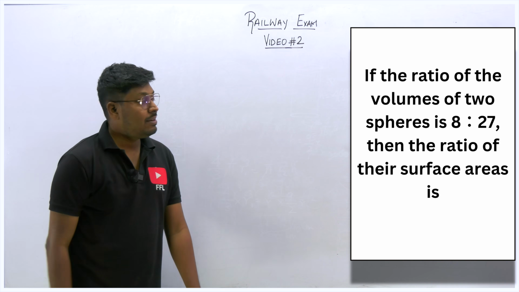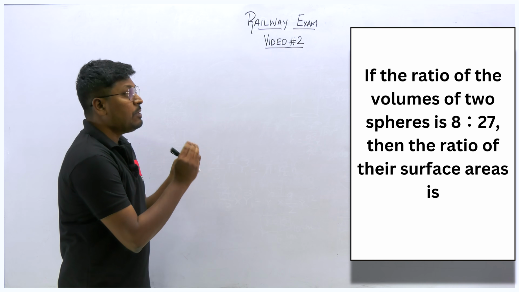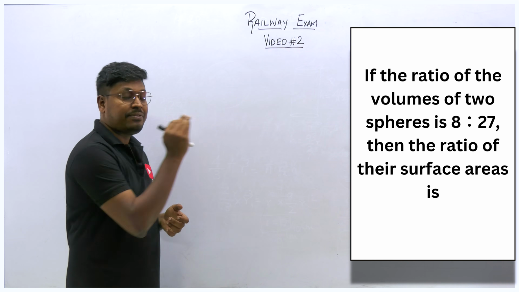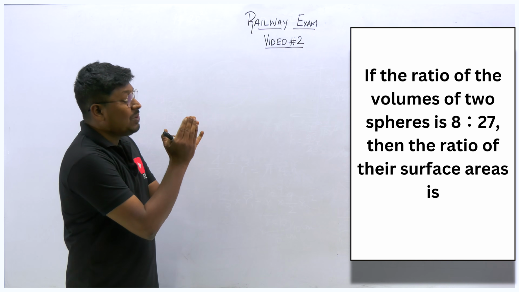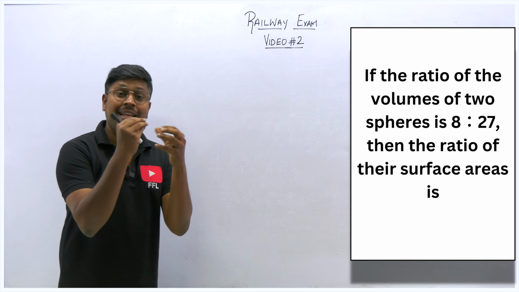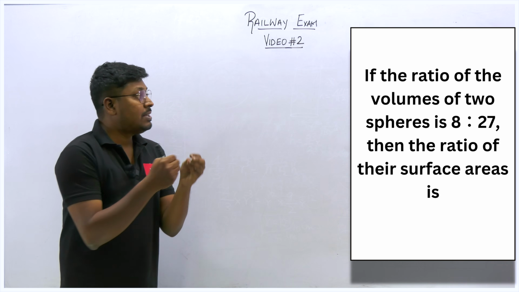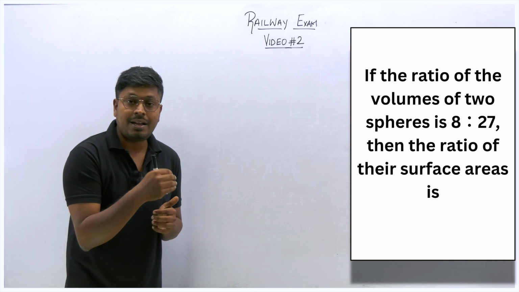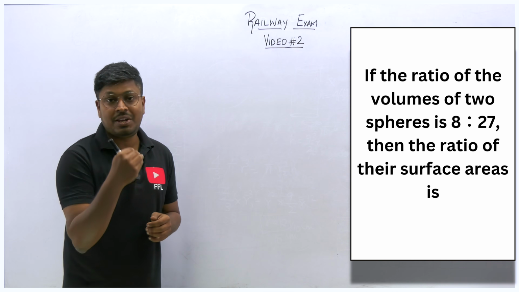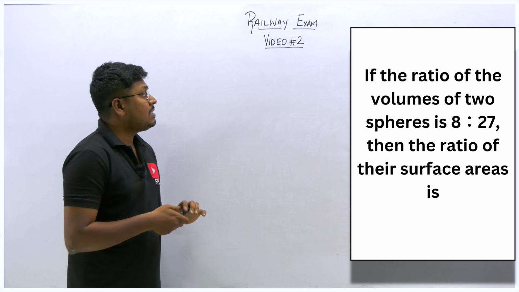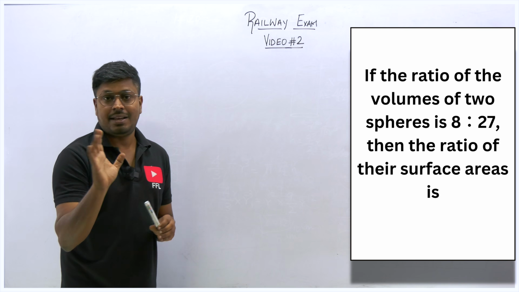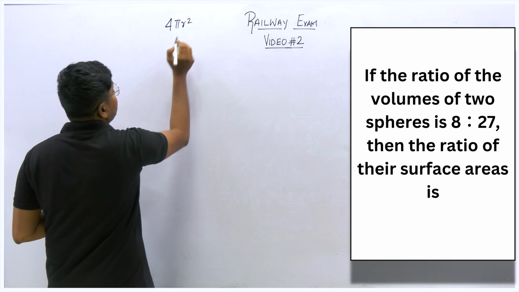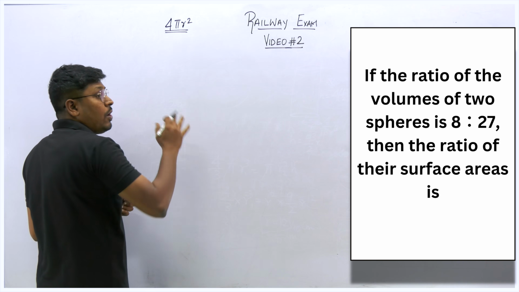Next question. If the ratio of volumes of two spheres is 8:27, then what is the ratio of their surface areas? Friends, just look at the question. First try to understand what they have given and what we need to find. They have given the volume ratio of two spheres, and our target is to find the surface area of the same spheres. What is the formula for surface area? It is 4 pi r squared, the surface area of a sphere.